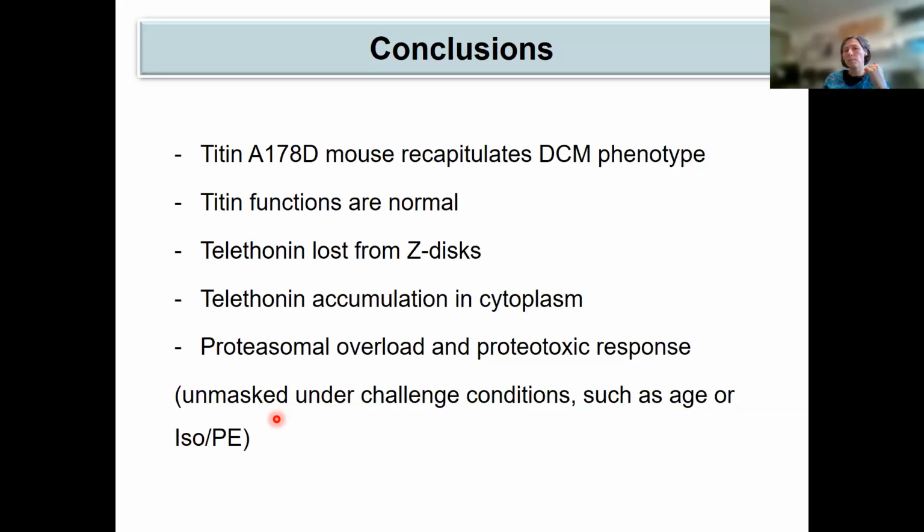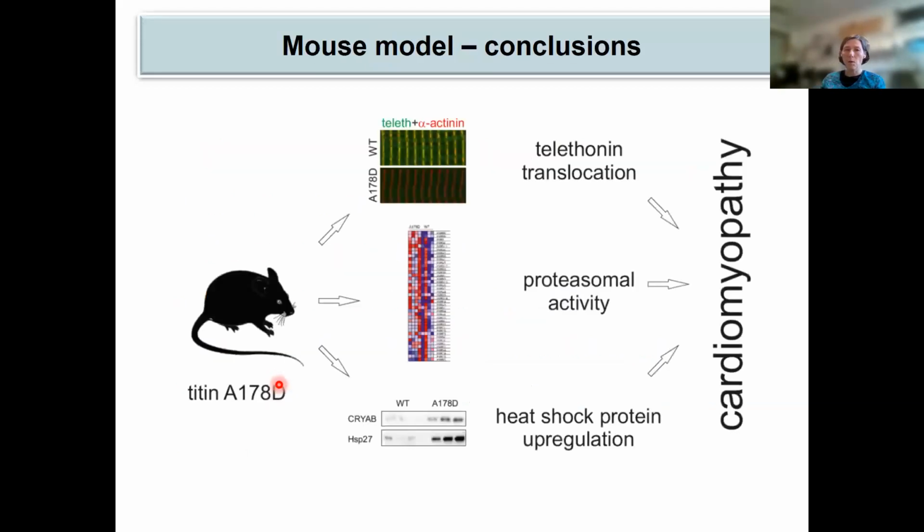leads to a proteasomal overload and a proteotoxic response. And this proteotoxic response becomes unmasked under challenge conditions such as aging the mice or chronic adrenergic stimulation. And the interesting thing, and I'm going to point this out later again, is that the proteasomal overload seems a common theme in cardiomyopathies.